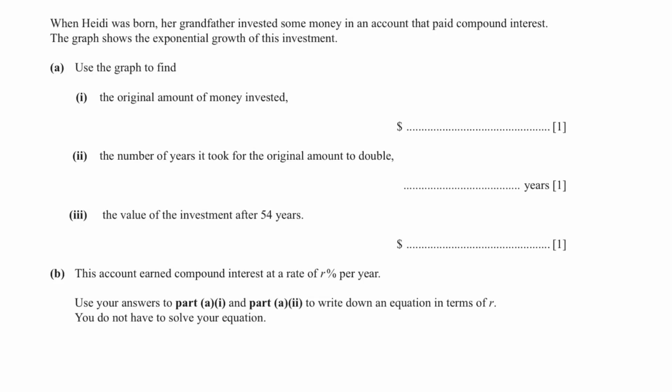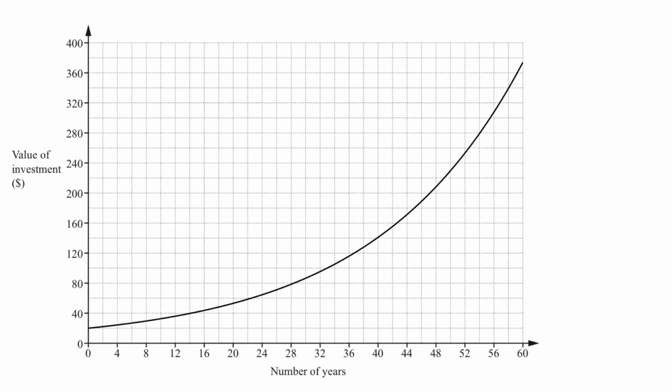Let's read the question. When Edi was born, her grandfather invested some money in an account that paid compound interest. The graph shows the exponential growth of this investment. Use the graph to find the original amount of money invested. So here is the original amount. And that is going to be 20, sorry. Each line is 20. So the original amount invested was 20.